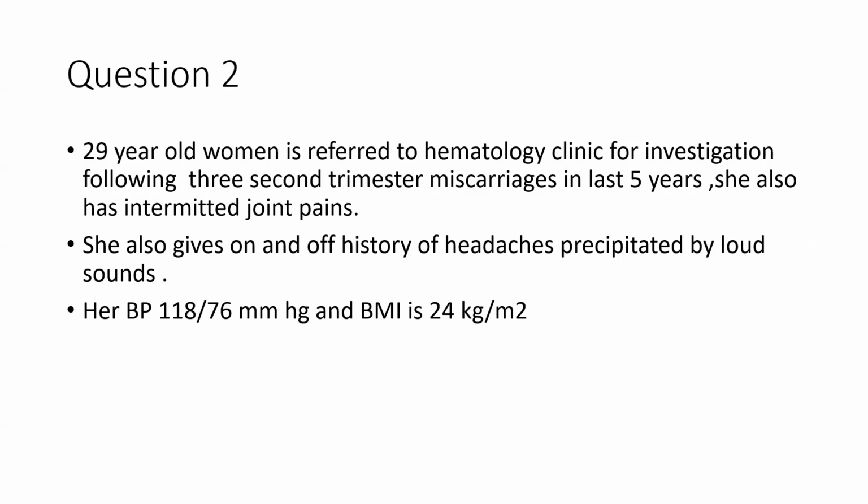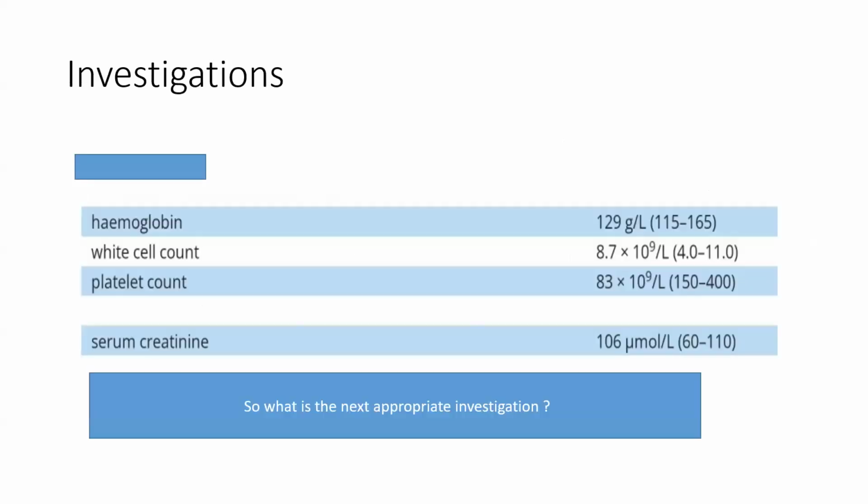So basically joint pains, intermittent joint pains, history of repeated second trimester miscarriages, history of headaches. Then this is the biochemical picture, hemoglobin 129. We can see thrombocytopenia, white cell count seems to be fine, creatinine seems to be fine. So what is the next appropriate investigation in this regard?